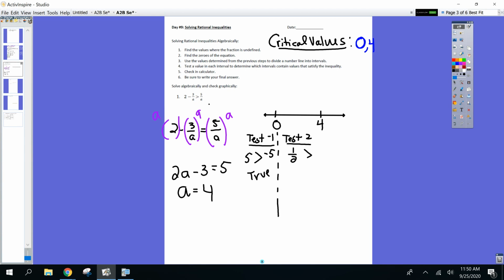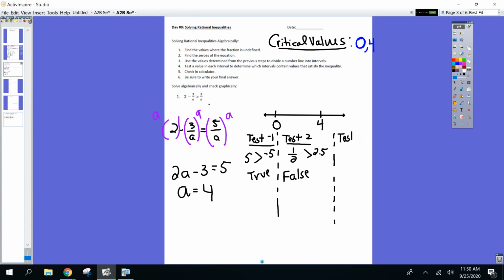Is that greater than? Everyone do 5 over A now. With 2, what do you end up getting? 5 over 2. I like to put them as decimals. Is everyone all right if I go 2.5? It's easier to compare that way for me. Is that true at all? Is 1/2 greater than 2.5? No? We all in agreement? Everybody home? That's false? So you know at least no answers will be between 0 and 4. All right, we got one more to check.